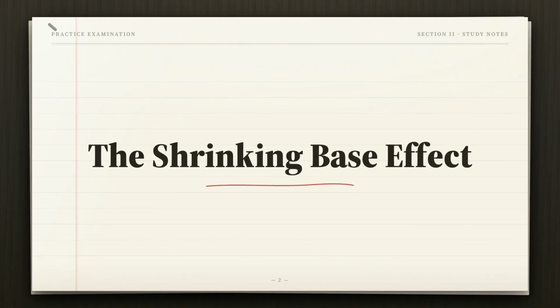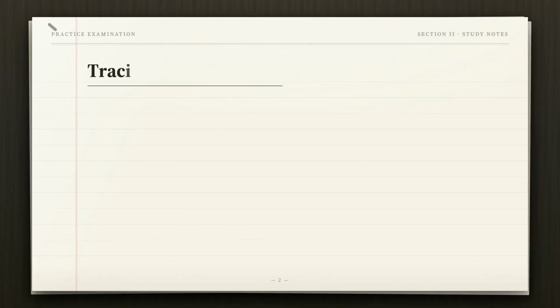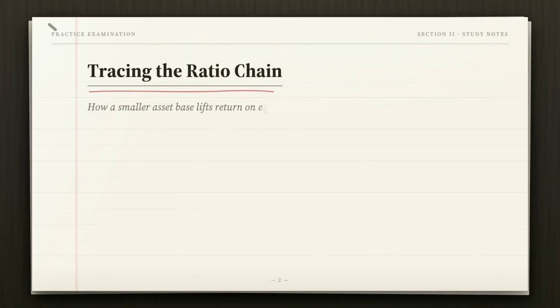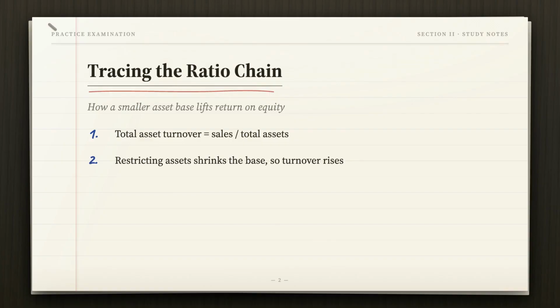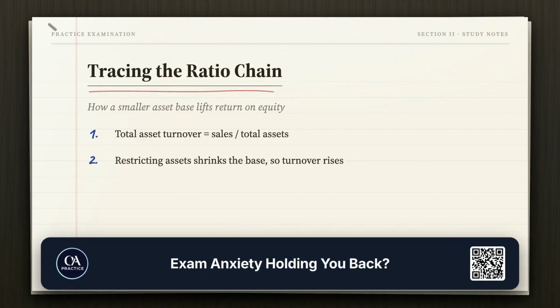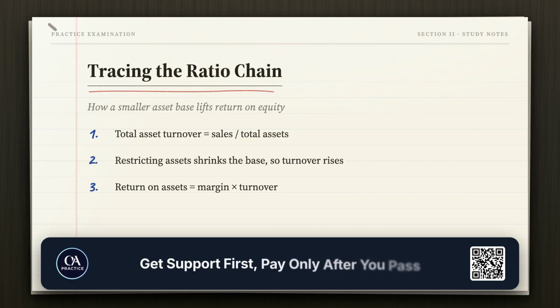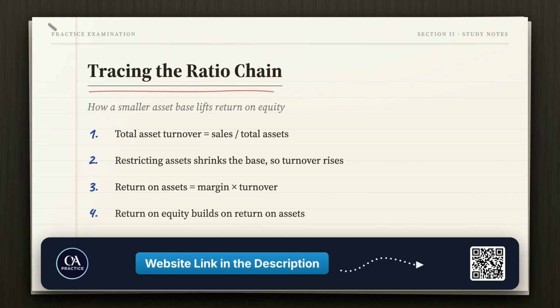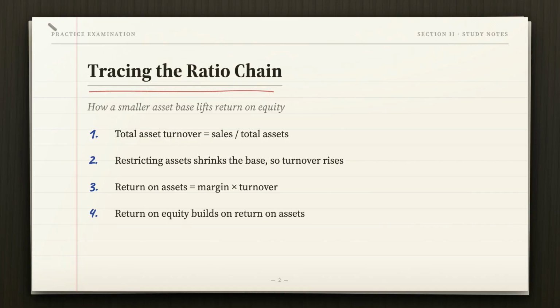Why does restricting current assets raise return on equity? Not through more sales or fatter margins, but through a smaller asset base supporting the same business. Total assets turnover measures sales generated per dollar of assets. Restricting current assets shrinks that asset base while sales stay the same, so turnover rises. Since return on assets combines margin and turnover, and return on equity builds on that, the whole chain climbs, holding financing constant.